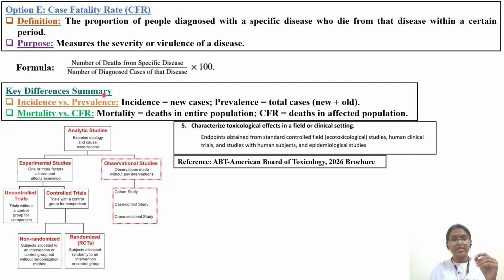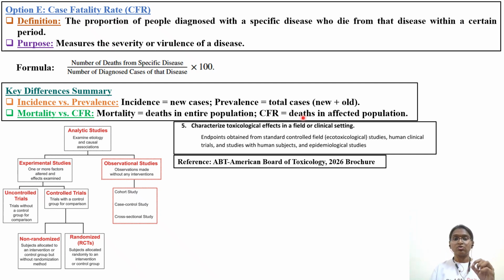Okay, so the key differences you have to remember with respect to incidence versus prevalence: incidence is new cases, prevalence is total cases, old cases plus new cases. And mortality versus case fatality rate: mortality is deaths in the entire population, whereas case fatality rate is for the affected population. From the entire population, you are isolating the population affected with that particular disease, and in that you are seeing the case fatality rate.